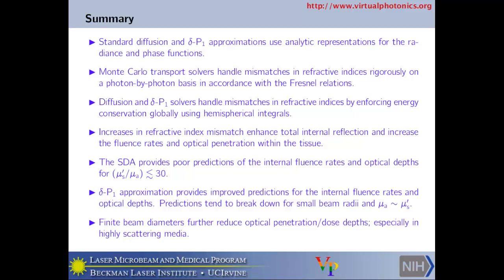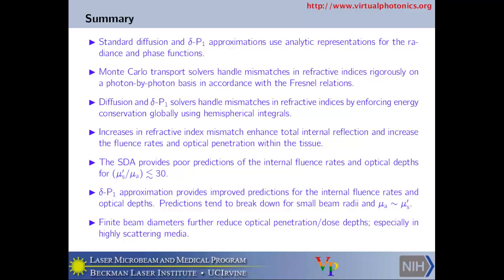Refractive index mismatches between tissue and boundaries generally enhance the total internal reflection and increase the fluence rate and optical penetration within the tissue. They do that because they actually mitigate some of the reflectance coming out. So more energy is trapped inside, and therefore there's more light available within the tissue.